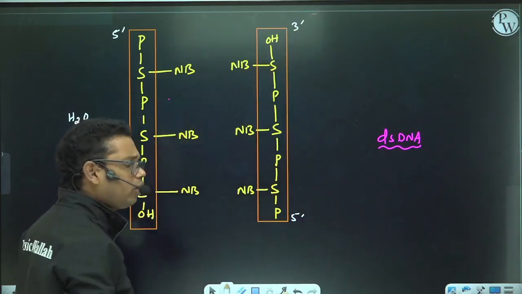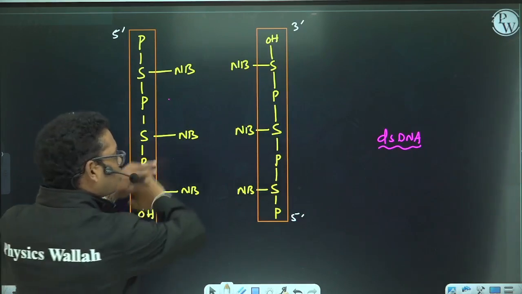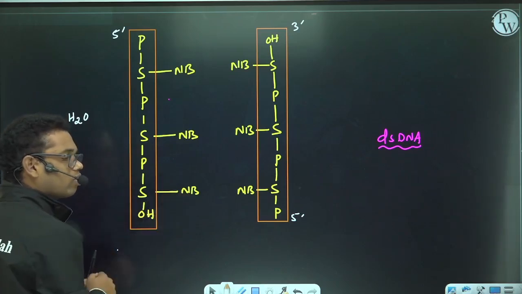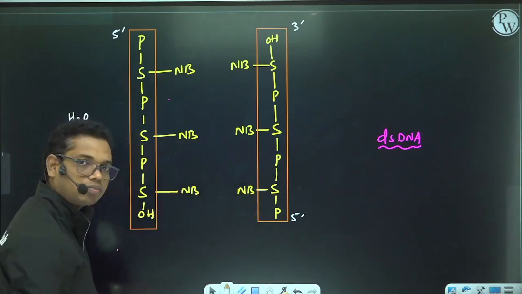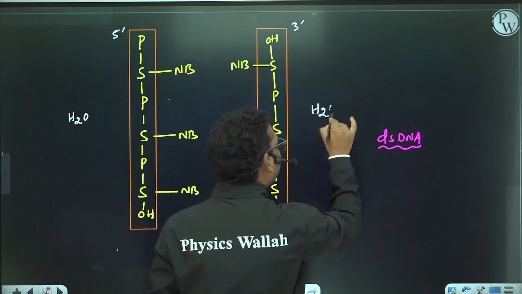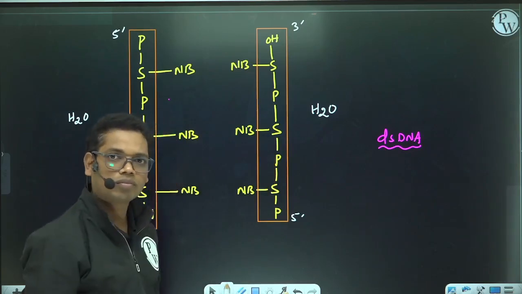Okay, and you can clearly see that on the inner side of this double strand DNA, I have nitrogenous bases. Here also there will be water. Here also water will be there. So this water will interact with sugar as well as phosphate.